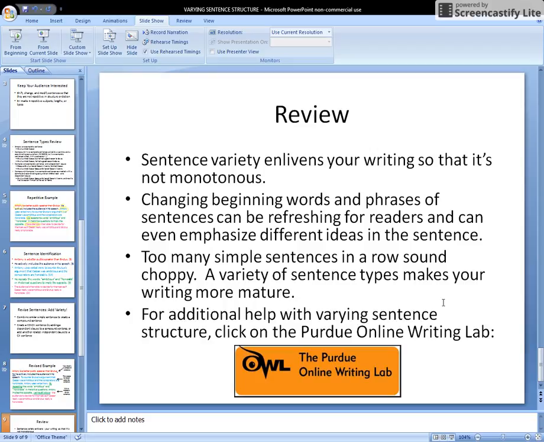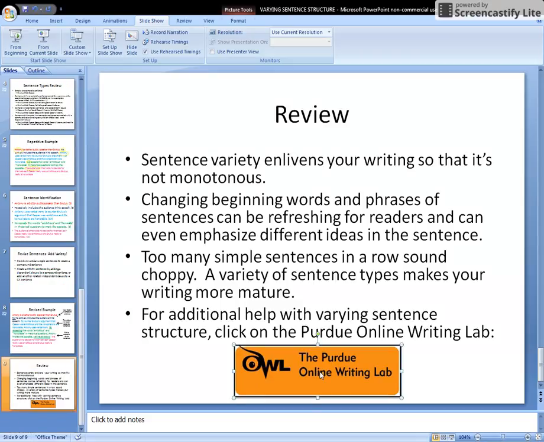For additional help with varying sentence structure, you can click on the Purdue Online Writing Lab here. You see the owl. You can click on that link and it'll take you to the website, and you can look at the different resources and examples for you to use in your writing. It doesn't necessarily have to be in your first draft of your op-ed, but definitely utilize these tips and these strategies when you are revising and editing your piece. Remember, your rough draft is due Thursday.